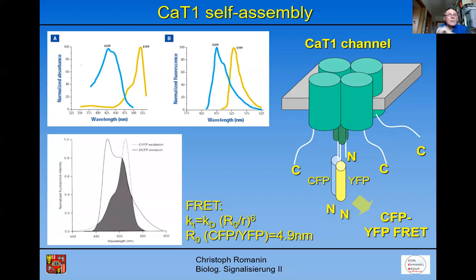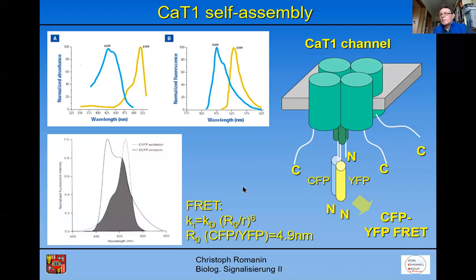And based on molecular biology tools, you can easily hook CFP or YFP. These are two variants, the cyan and the yellow variant of a fluorescence protein. You can hook these two fluorescence proteins at the level of DNA to the DNA of a cut1 channel. And then you always get a cut1 channel where at the amino terminus, in front of that amino terminus, is either CFP or YFP.